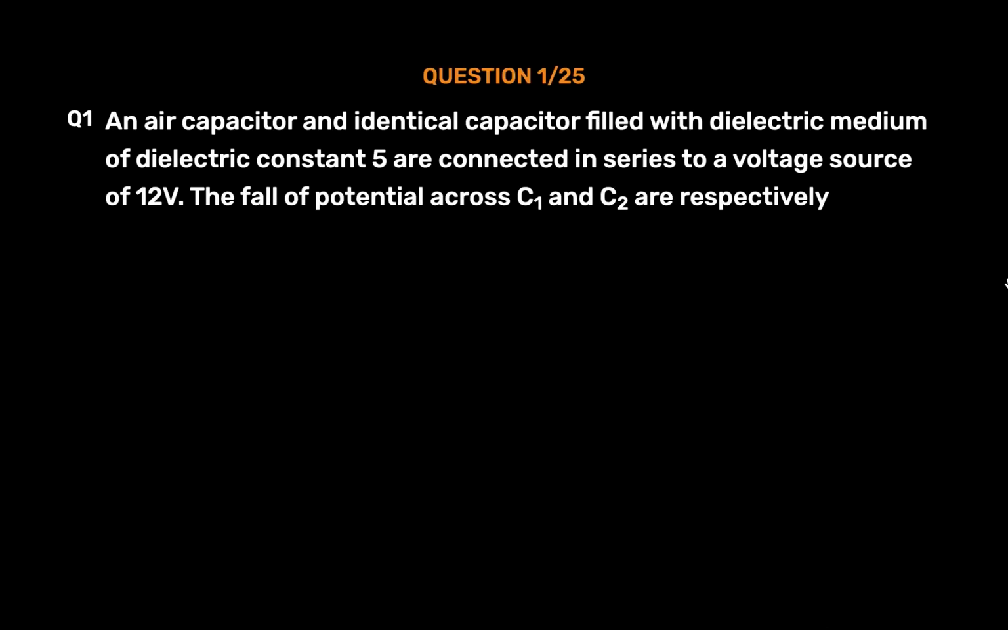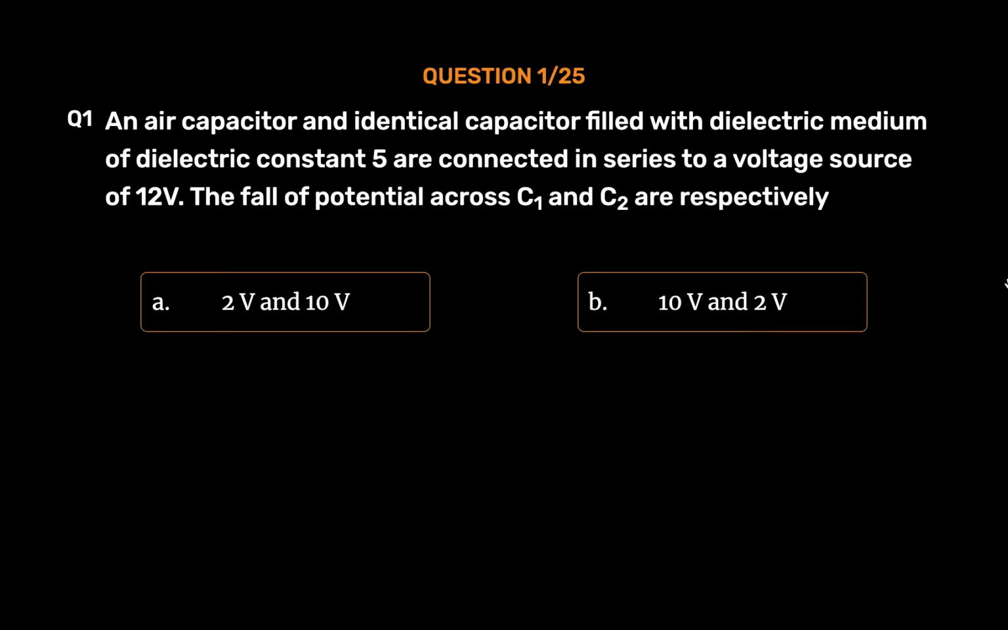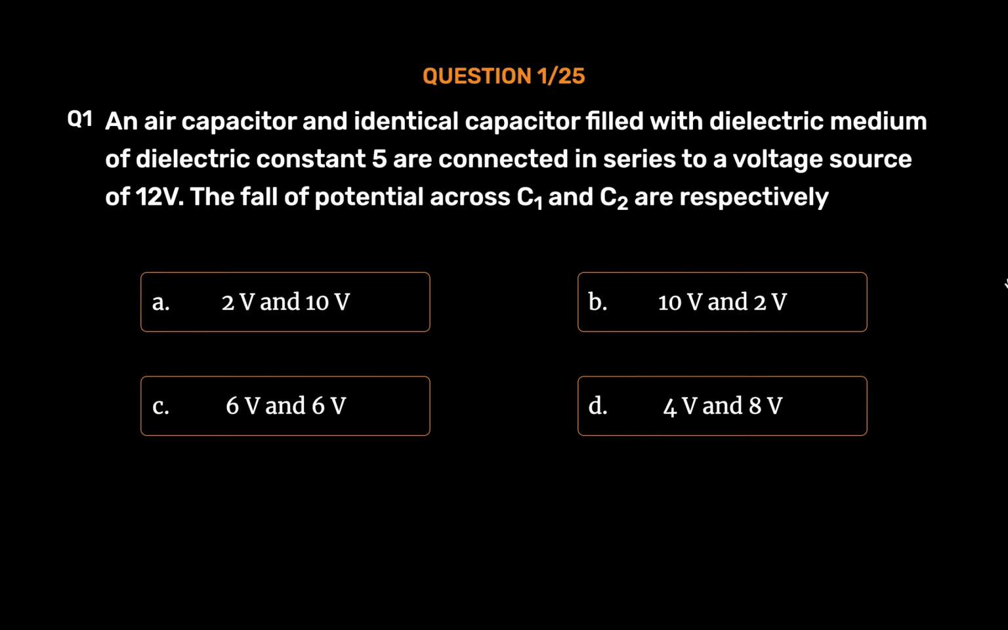Question number 1. An air capacitor C1 and an identical capacitor C2 filled with a dielectric medium of dielectric constant 5 are connected in series to a voltage source of 12 volts. The fall of potential across C1 and C2 are respectively: Option A, 2V and 10V. Option B, 10V and 2V. Option C, 6V and 6V. Option D, 4V and 8V. The correct answer is Option B, 10V and 2V.